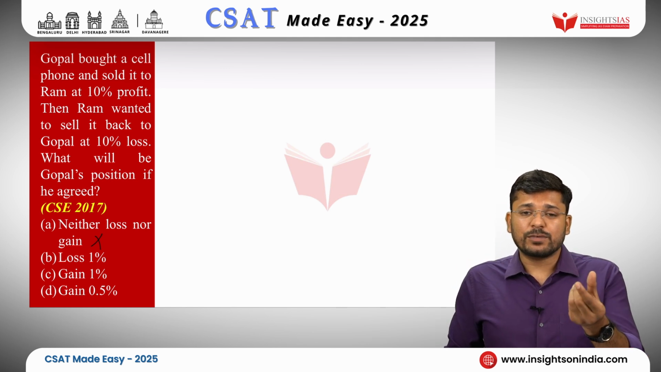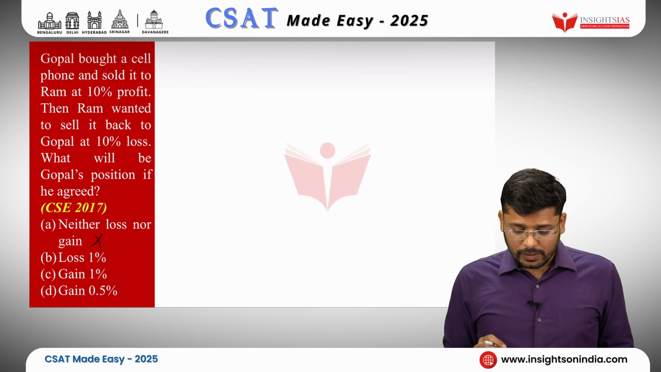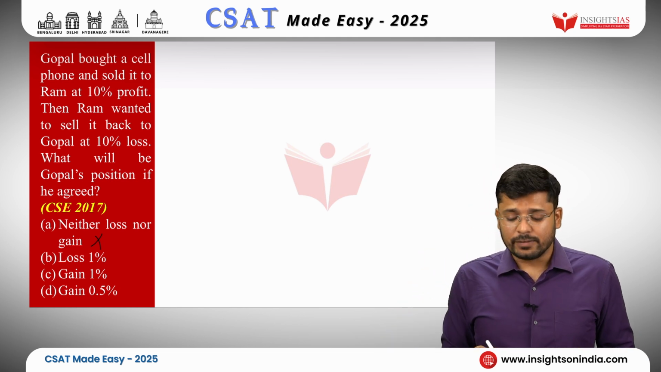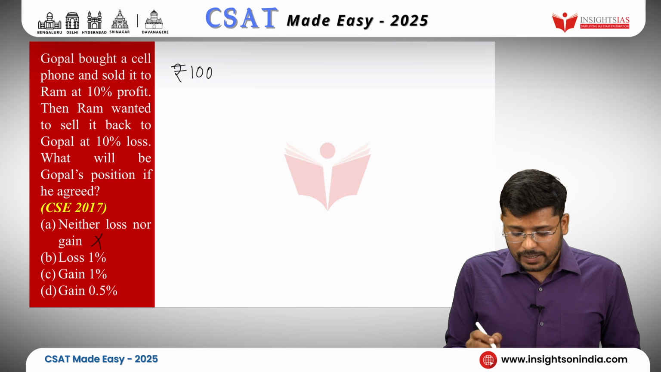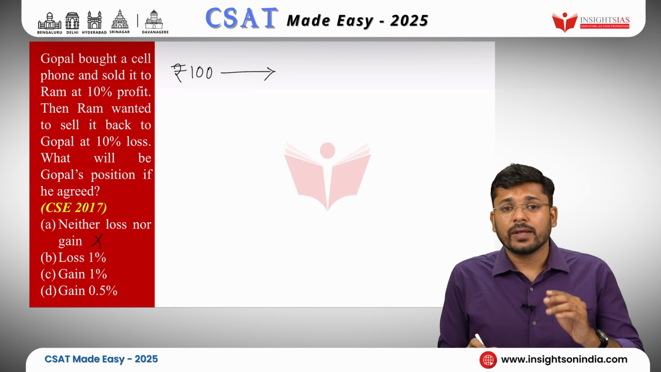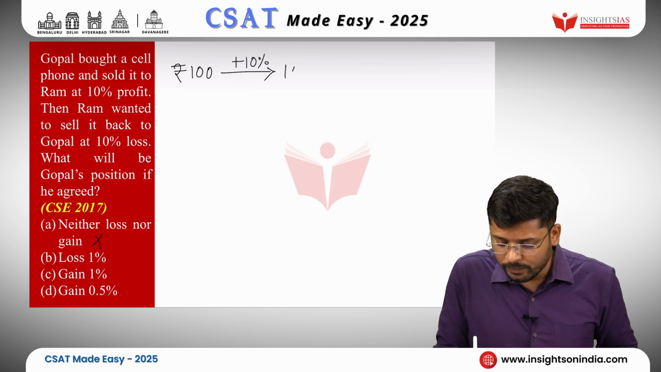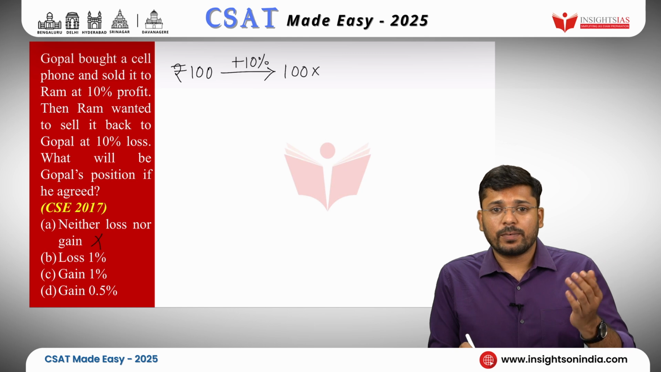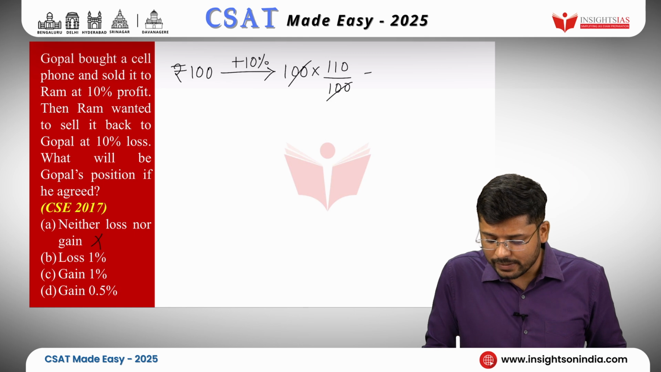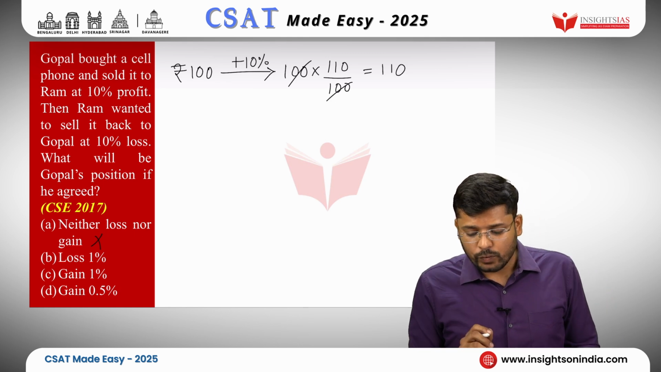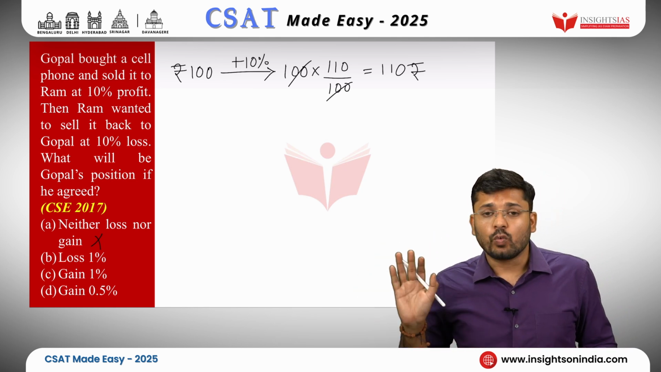Here they have not given us any absolute price of anything. So we will assume that the original price of the phone was rupees 100 from Gopal's side. Gopal sells it to Ram at a 10% profit. So how much would that be? It would be 100 into 100 plus 10, which is 110, divided by 100. 100 gets cancelled. So 110 rupees. The price at which Gopal sold it to Ram was 110 rupees.